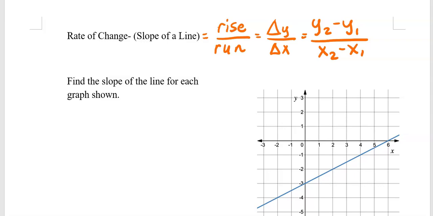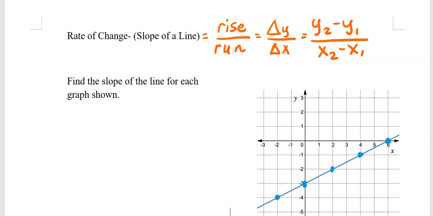When calculating the slope of a line, there are several methods that you can use. If you are given the graph of a line, it's probably best to locate 2 points on the line, and you can use any 2 points that are lattice points, which means that they have integer x and y values on the coordinate plane. In other words, they intersect nicely, and you're not estimating where the point is.